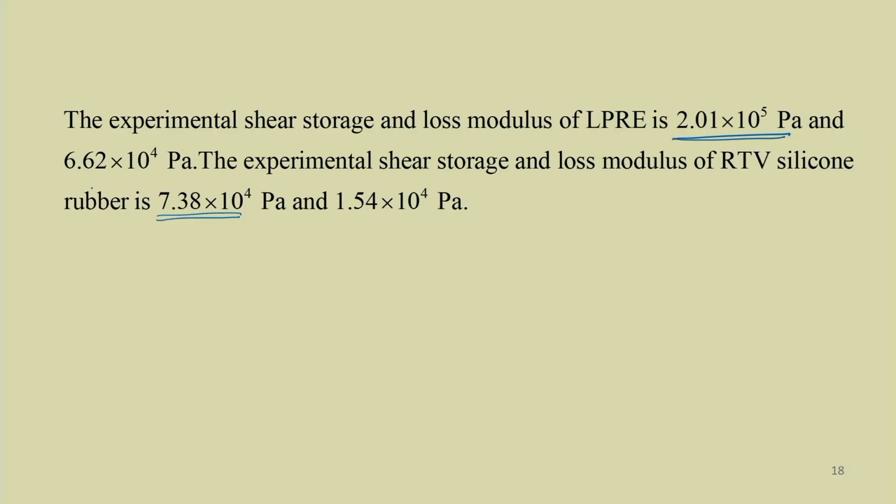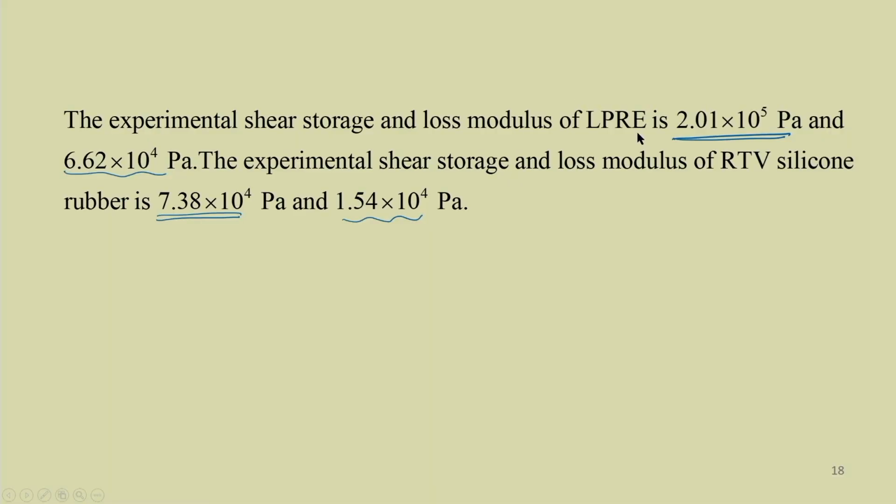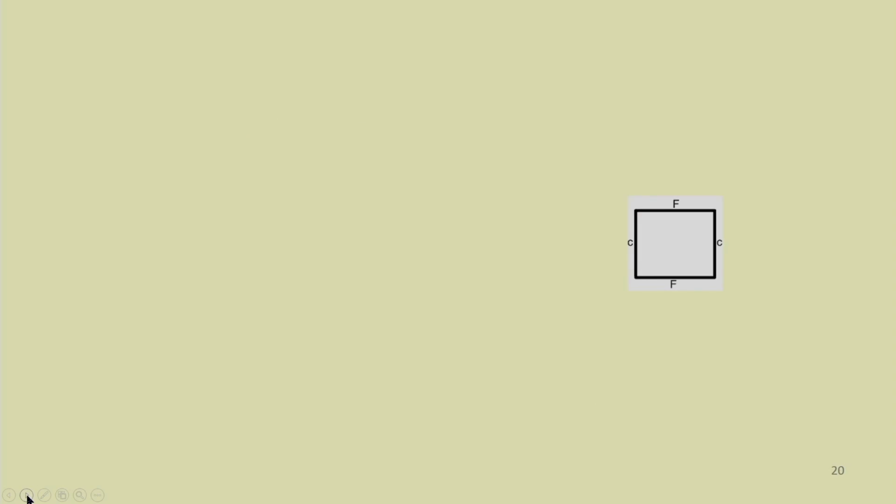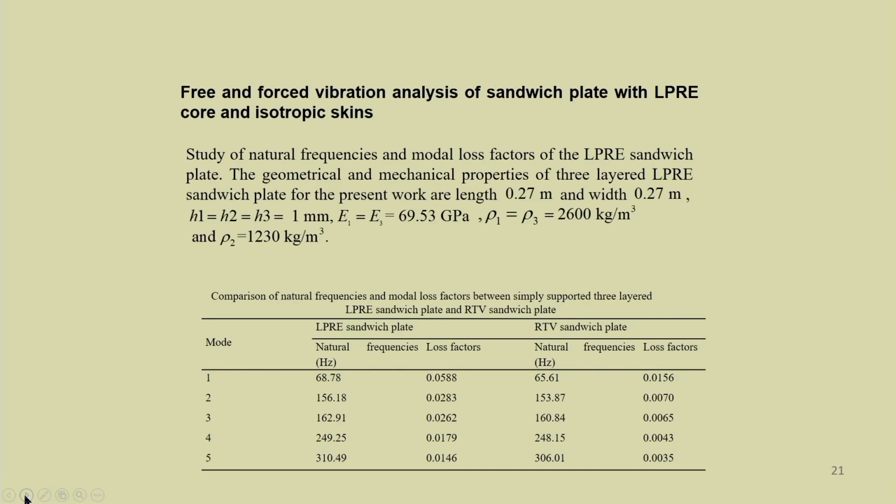Similarly, the damping property can be checked from the loss factor. The loss factor is 6.62 into 10 to the power 4 Pascal, but for the RTV silicone it is 1.54 into 10 to the power 4. So, you just see, the loss factor is also increased almost 4 times in this case. So, both the loss factor and the stiffness factor are increased by using this Leptadenia pyrotechnica elastomer core. We can study those things for different boundary conditions.